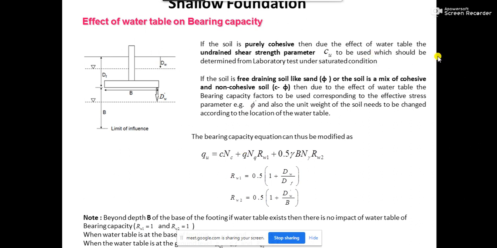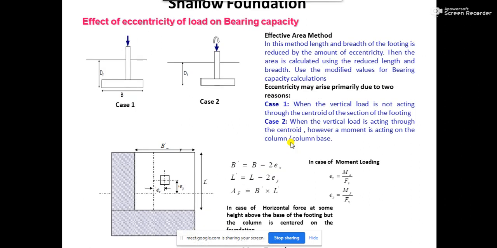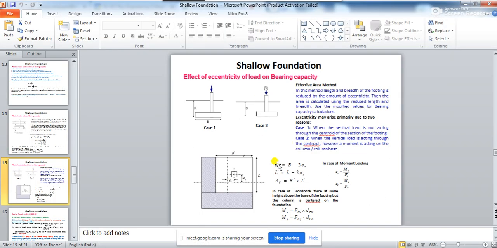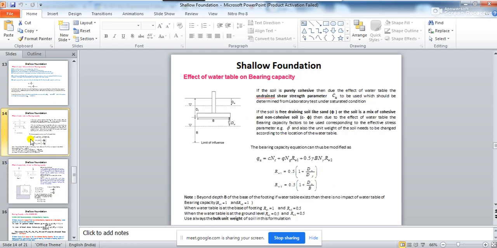So is it clear? Yes, sir. Any doubt? See, it's very simple. The only thing you should remember is this diagram. This diagram is very important.